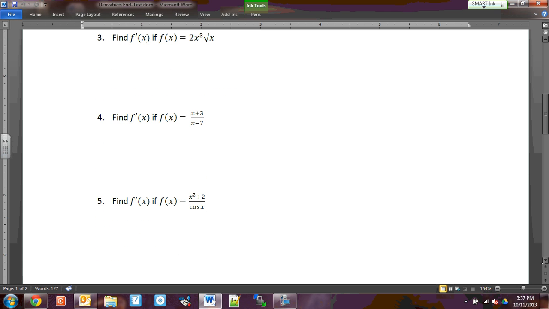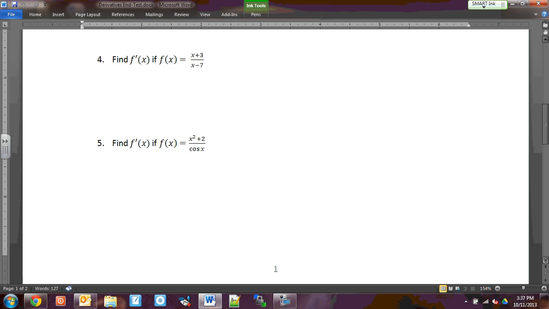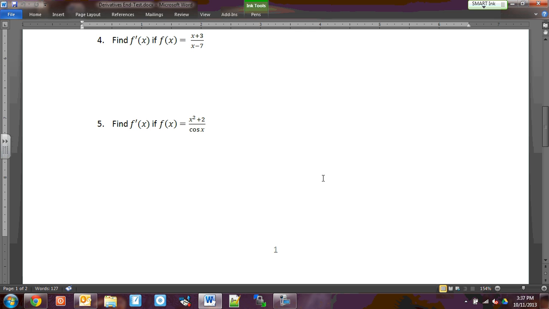Number 4 and number 5. Find f prime of x if f of x equals x plus 3 over x minus 7. For these two problems, you're going to have to use the quotient rule. And of course, the quotient rule is low d high minus high d low over low squared.